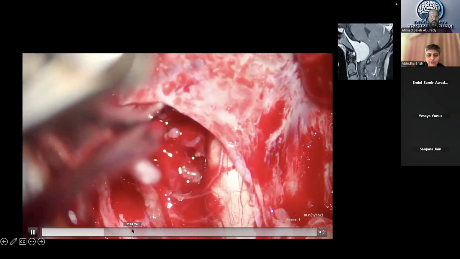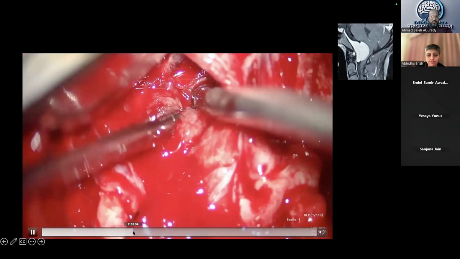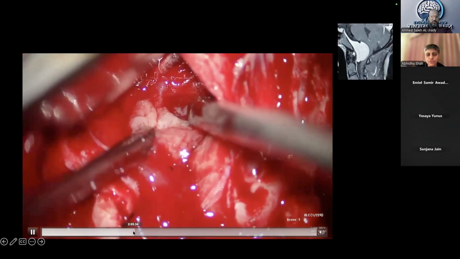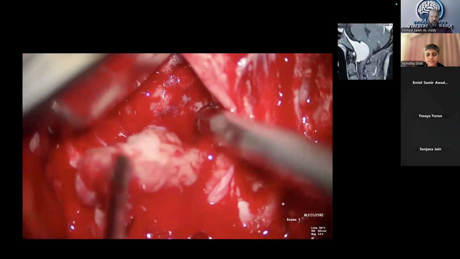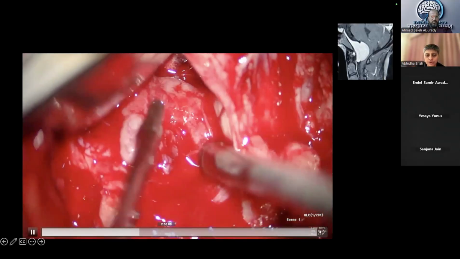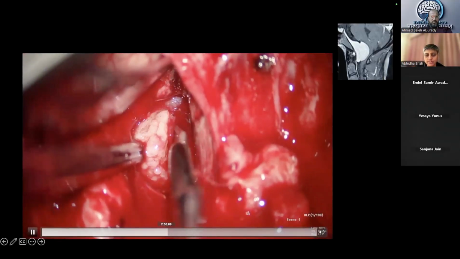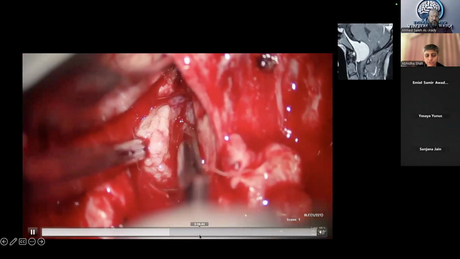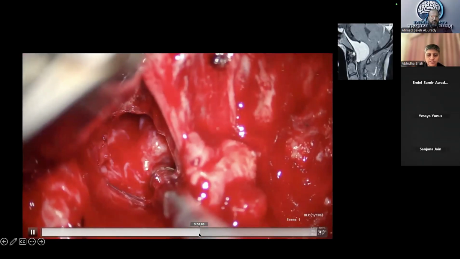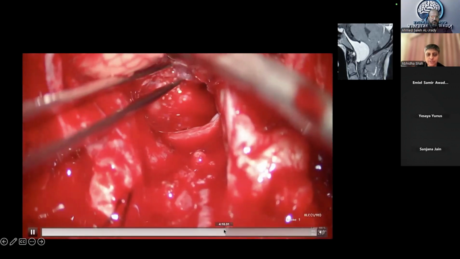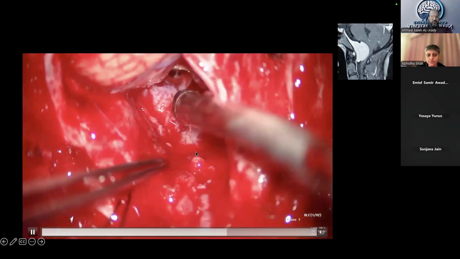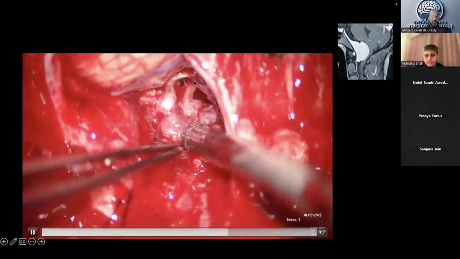I will just go quickly for the want of time. So you see it's quite a firm tumor, but slowly you have to decompress it and reduce the bulk, and you have to learn how to handle the tumor. Sometimes you might need a knife because it is quite a firm tumor. And then slowly you dissect and circumferentially come around. You reach the attachment, coagulate the attachment. This is the lower cranial nerves.